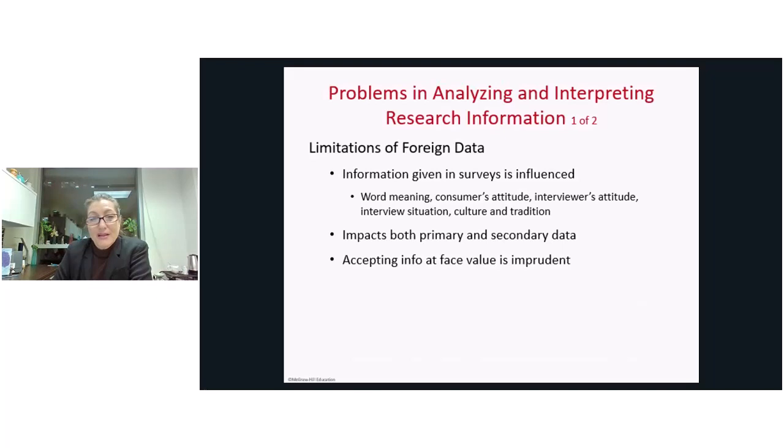Then we move into analysis and interpretation of the research findings, and we have to recognise the limitations of foreign data. Information given in surveys is influenced by the meaning of particular words, the attitudes of the respondents, the interviewer's attitude, the context of the interview. Of course, culture and tradition plays a part. And these limitations impact both primary and secondary data, and accepting info at face value is a mistake. You have to do your homework.